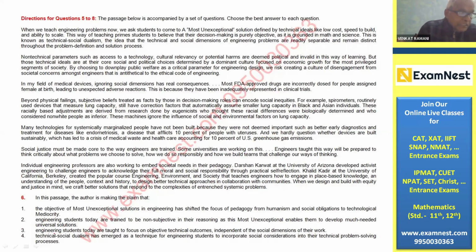Engineering students today are taught to focus on objective technical outcomes independent of the social dimensions of their work. That is the correct option, right? They are taught in a very objective way to look for the objective technical outcomes and not to bother about the social dimensions. Technical social dualism has emerged as a technique for engineering students to incorporate social considerations into their technical problem solving processes. No, the claim is number three. Now let's look at the next question.